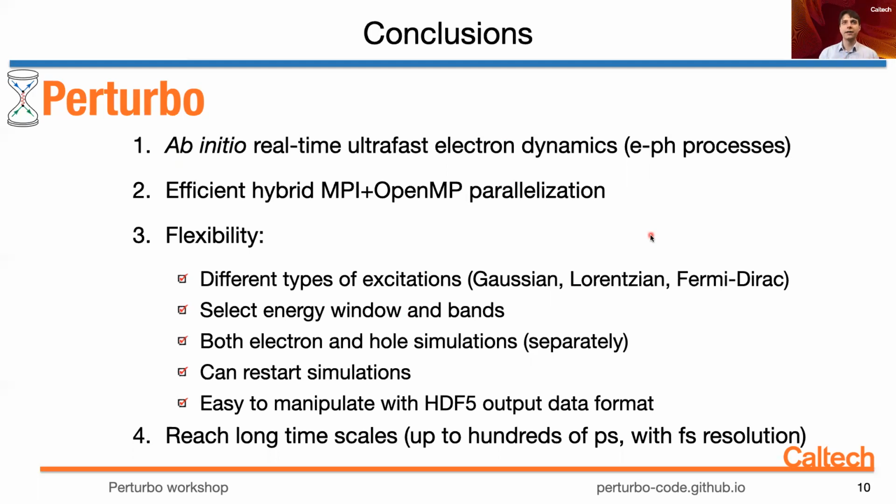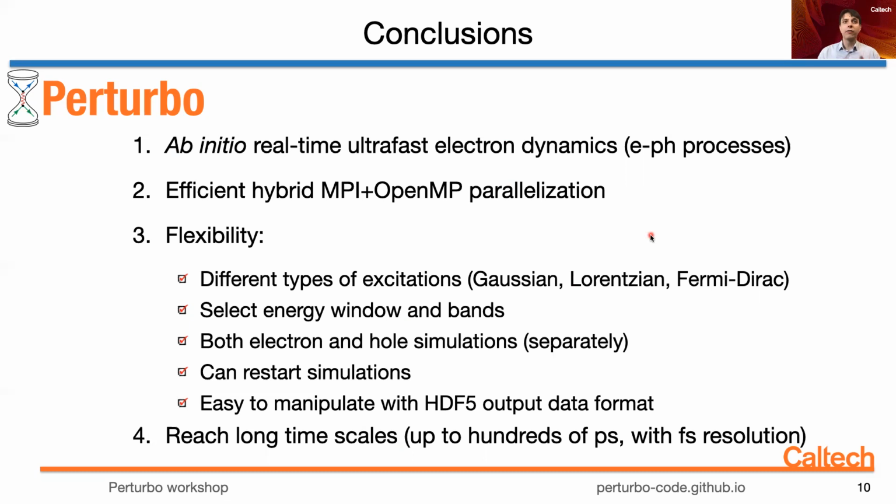The excitations that are already implemented in Perturbo are Gaussian, Lorentzian, and Fermi-Dirac, but you can implement your own type of excitation in the code, so it would not be very complicated. Typically it would be a couple of lines or maybe tens of lines, but not more. And you can select the energy window and bands simply from the input so that you can optimize the computational time for your needs.